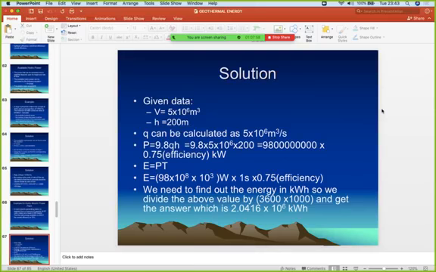We need to find out the energy in kilowatt hours. So we divide the above value by 3,600 seconds per hour times 1,000 watts per kilowatt, and get the answer, which is 2.0416 times 10 to the 6 kilowatt hours. So that's the answer, the total energy produced.